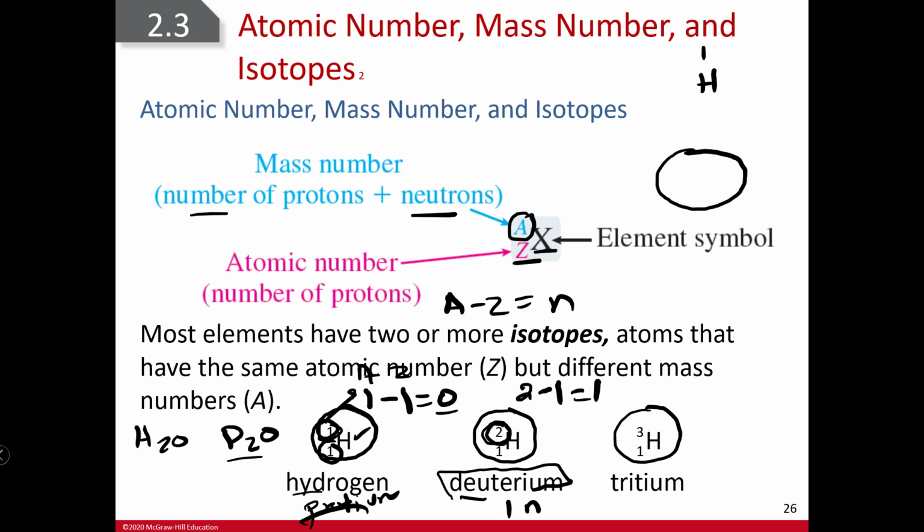And then we've got tritium. It's got a mass number of 3, 3 minus 1, it's got 2 neutrons. It's 3 times heavier than protium. It's so heavy that generally when atoms get really heavy like that in the nucleus, they fall apart. They're radioactive. So tritium is actually radioactive.